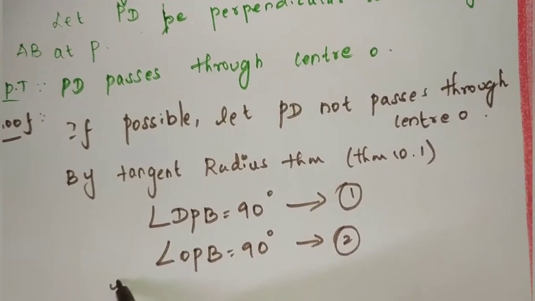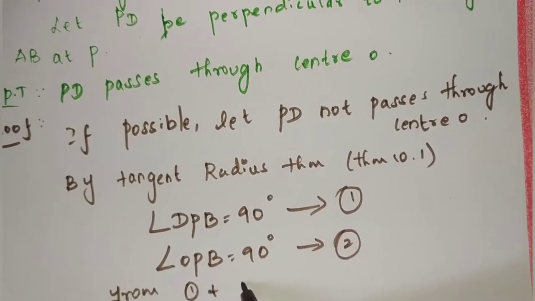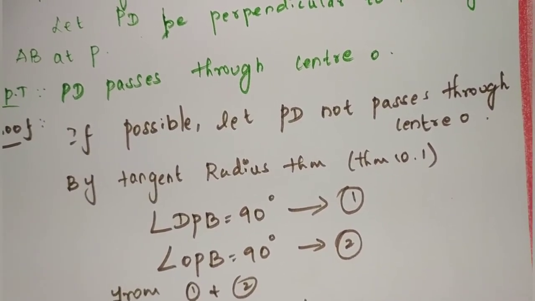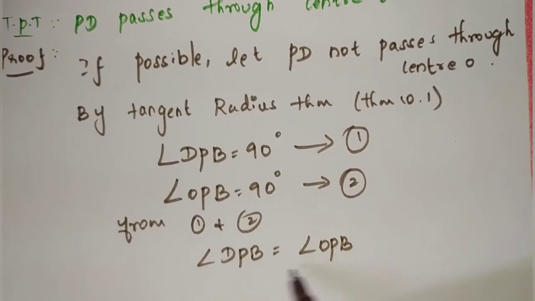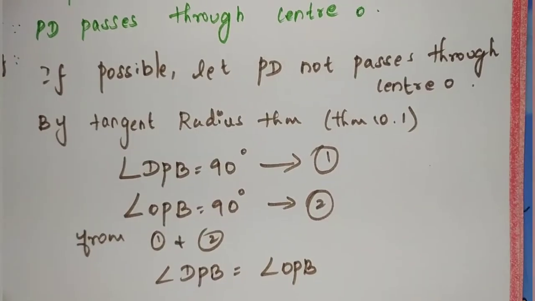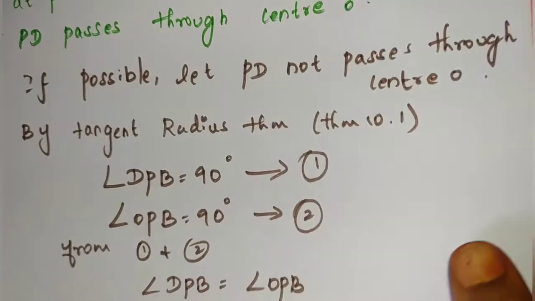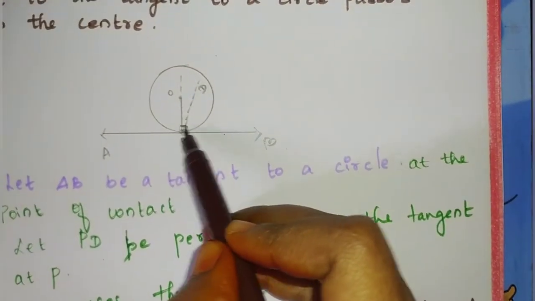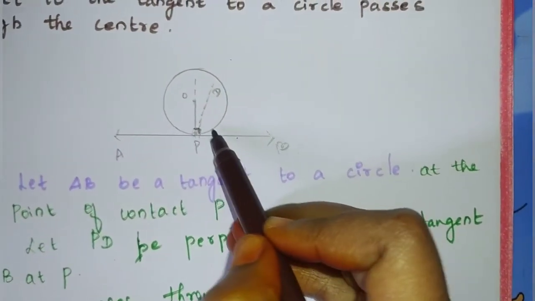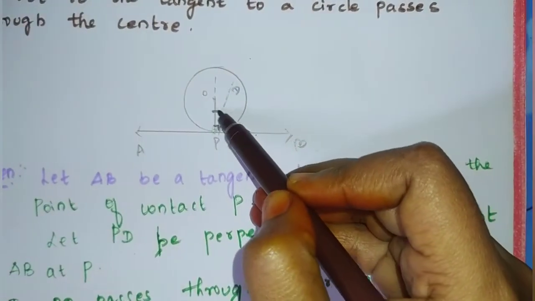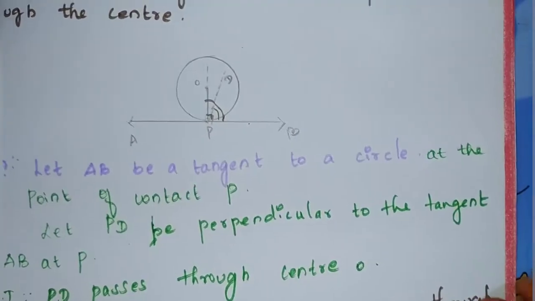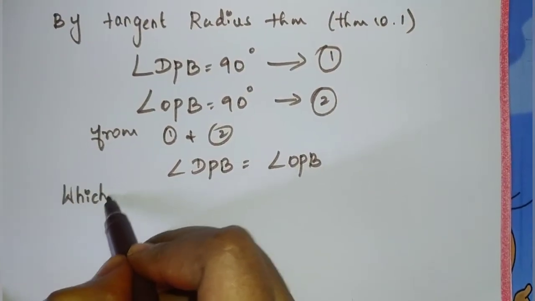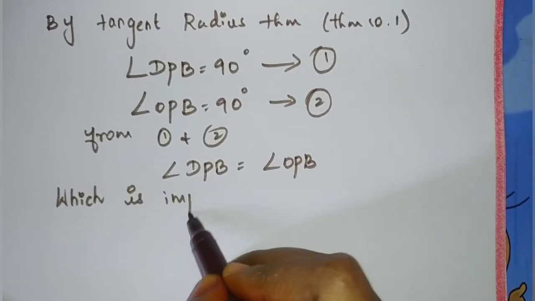Clear, children? From this 1 and 2, I can tell that both the angles are equal. Since both the angles are equal, see the figure, this angle and this angle will be equal. No, we can't tell it is equal, which is impossible. Why is it impossible?